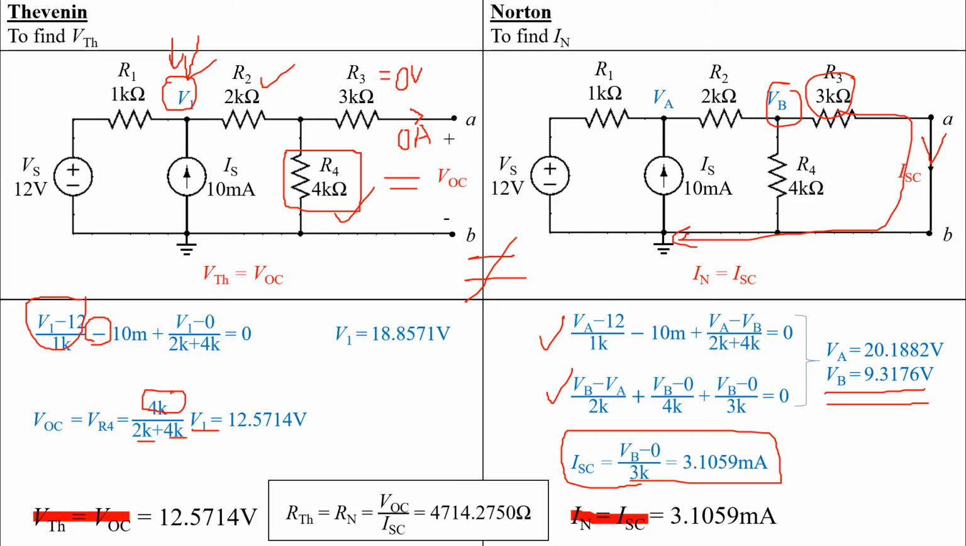The Thevenin resistance and also the Norton resistance is equal to the open circuit voltage VOC divided by the short circuit current ISC. That is also equal to the Thevenin voltage divided by the Norton current. Then we will be able to get 4,700 ohms.